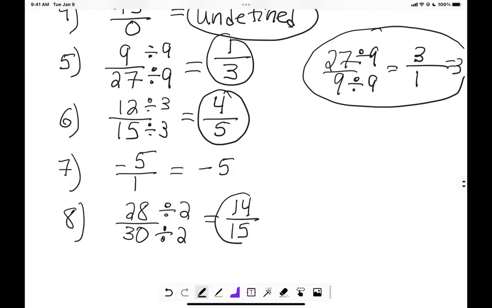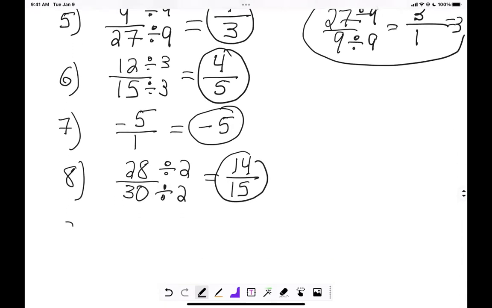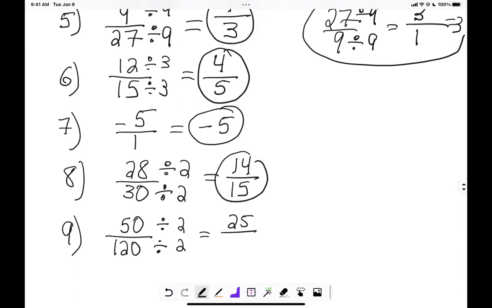Let me try one more. Okay, let me get really creative. 50 over 120. Now I'm really getting creative. Again, I'm going back to just evens. Let's just say I divide by 2. I don't know what else to do. I'm stuck, I forgot what I'm doing, I just want to simplify. I know they're even numbers, so divide by 2, 25. If I divide 120 by 2, that's 60.